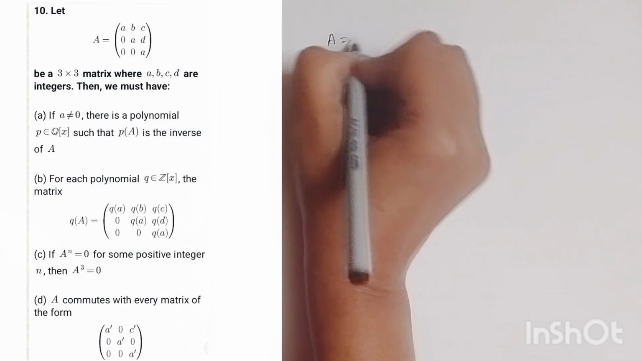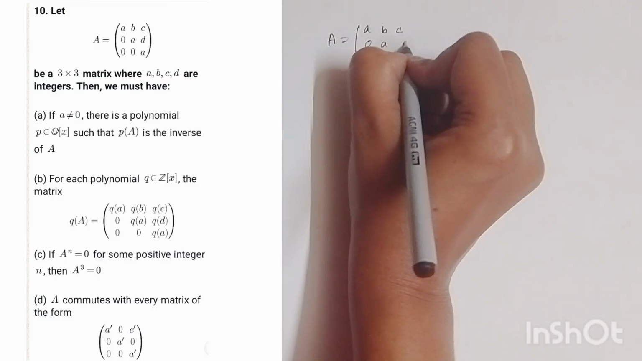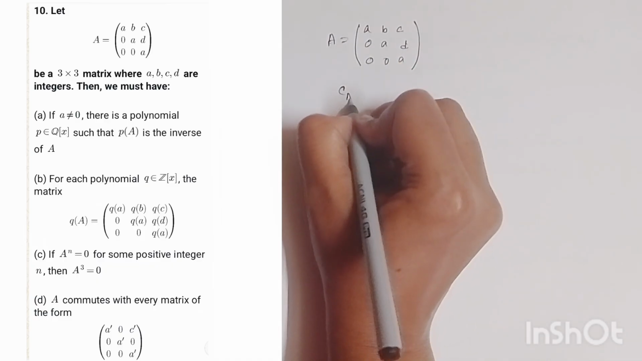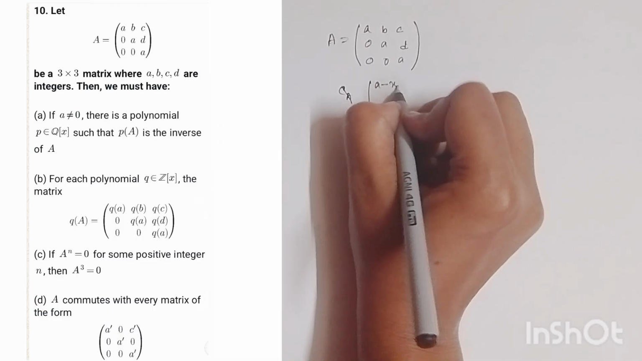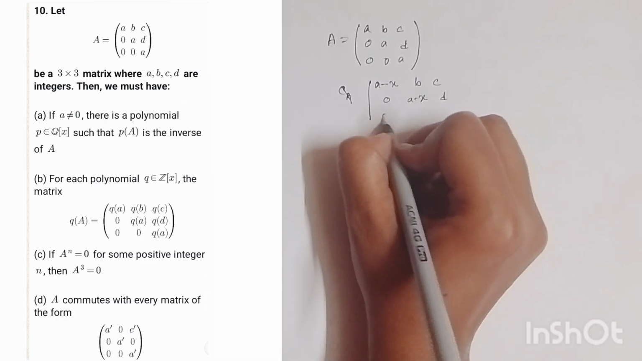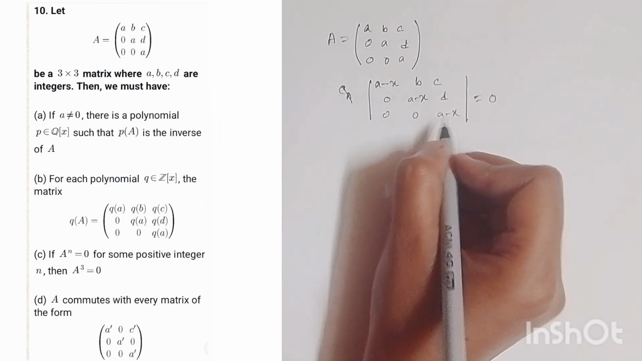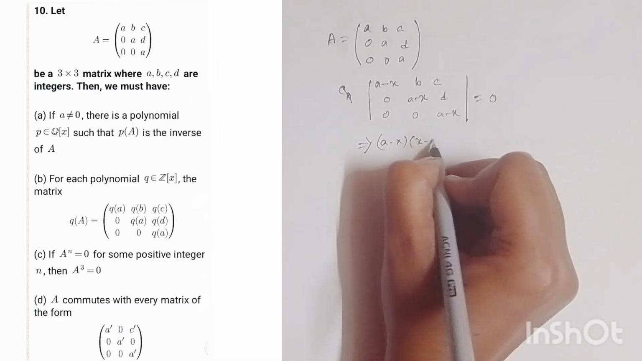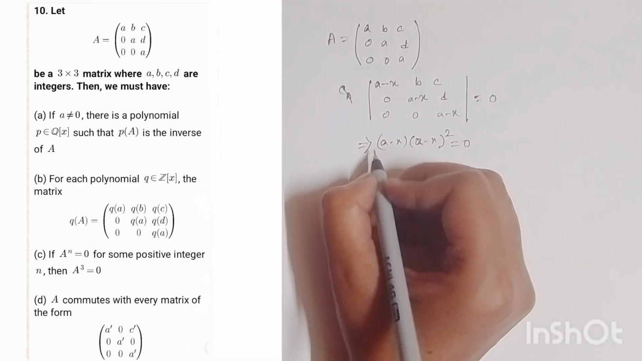Here it is given that a matrix A equals [[a, b, c], [0, a, d], [0, 0, a]]. So its characteristic equation is the determinant of [[a - x, b, c], [0, a - x, d], [0, 0, a - x]] equals 0. So this is the characteristic equation. This implies (a - x)((a - x) the whole square minus 0) equals 0.